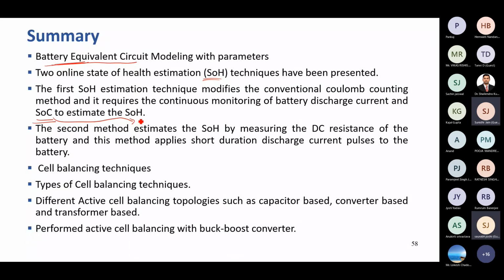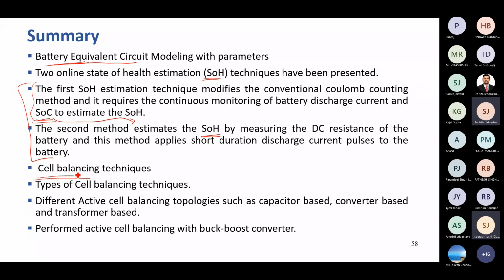And the second method, this first method, which is an online method, so prefer online method of estimating, and the second method which estimates the SOH by measuring the DC resistance also. So we have done this estimation with an advanced UKF method, the unscented Kalman filtering method. We are still working on the extended Kalman filtering for estimating the SOH parameters. And we have discussed these two methods in case of SOH and cell balancing.